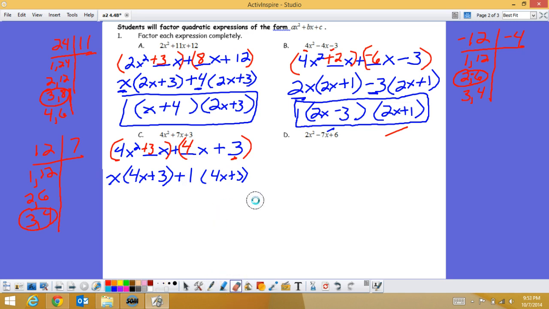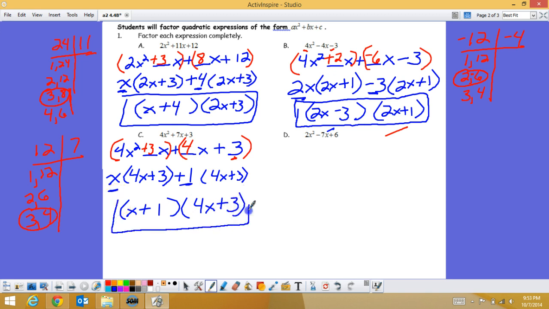So our two sets of parentheses, one of them are the values out front, x plus 1. The other set is that common set of parentheses, the 4x plus 3.